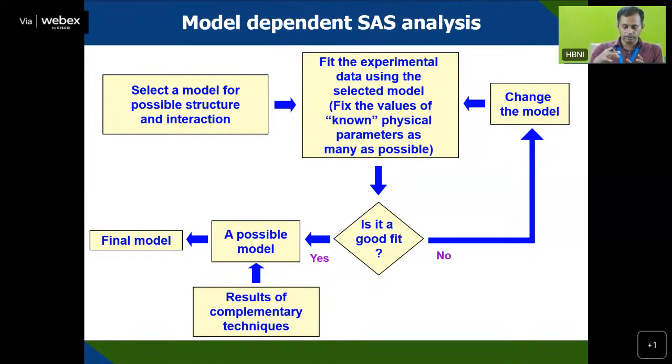Depending on the interaction and the structure, you have a core-shell model, or a cylindrical model. Depending upon your possible structure, by assumption you have to take a selective model and fit the experimental data using the selected model. So you have to vary the physical parameters and fit. If it is a good fit, then yes, it's a possible model, and you can get a final model structure, and complement it with the results from other techniques. If it's not a good fit, then you have to change the model again. You have to keep on trying to get a better fit.